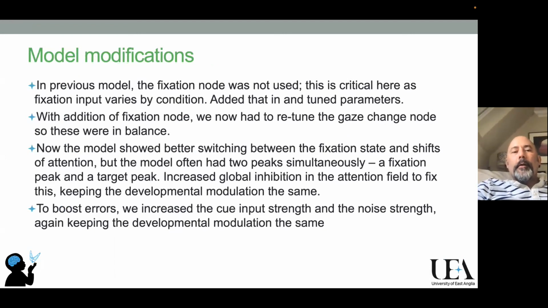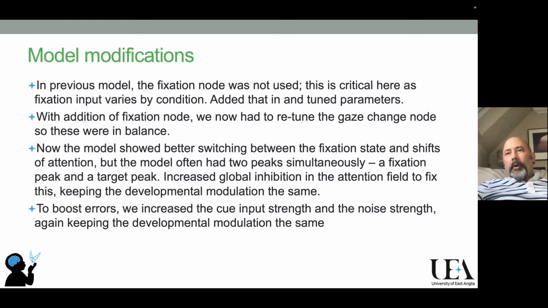So here's how we modified the model, step by step. The first thing was that in the previous model, the fixation node was not used. And that's critical here, as the fixation input varies by condition. So we added the fixation node into the mix, and it received input from the fovea, as you would expect conceptually. With the addition of the fixation node, we now had to retune the balance between the fixation and the gaze change nodes, because basically when you have a stimulus that appears at fixation, you want the fixation node to go above threshold and support continued fixation.